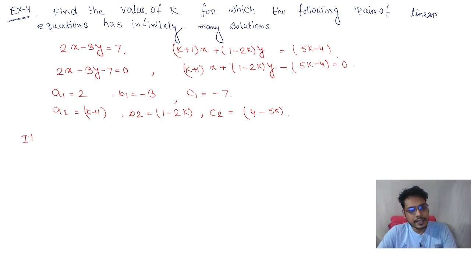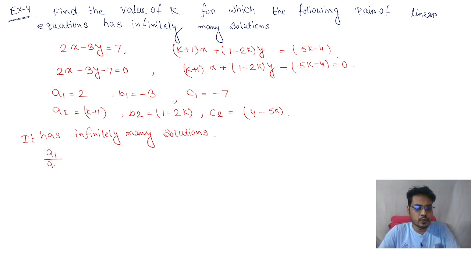Now it has infinitely many solutions. That means we can say that a1 by a2 is equal to b1 by b2 is equal to c1 by c2.